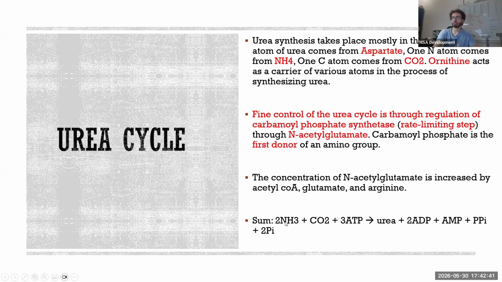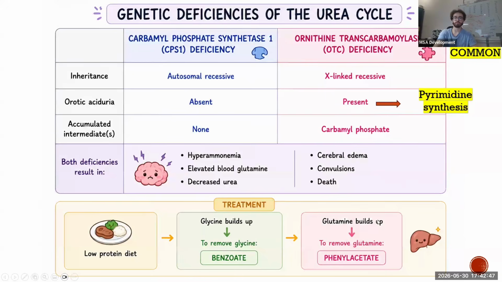Of course, you don't have to memorize this, but this is the sum of the urea cycle. You have the ammonia, the carbon dioxide, the ATP, and we will get urea. This is the most important. But now we're going to talk about the deficiencies, genetic deficiencies of the urea cycle.